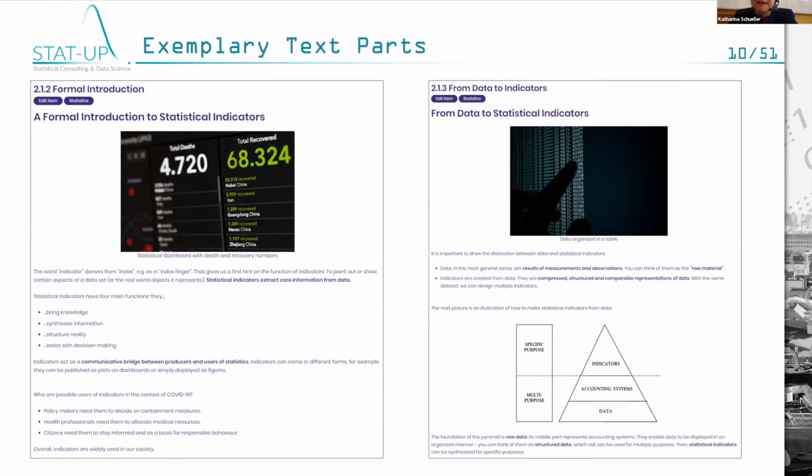On the right-hand side, we get from data to statistical indicators. So what is the connection between raw data and a statistical indicator? Shown with a small graphic or graph.